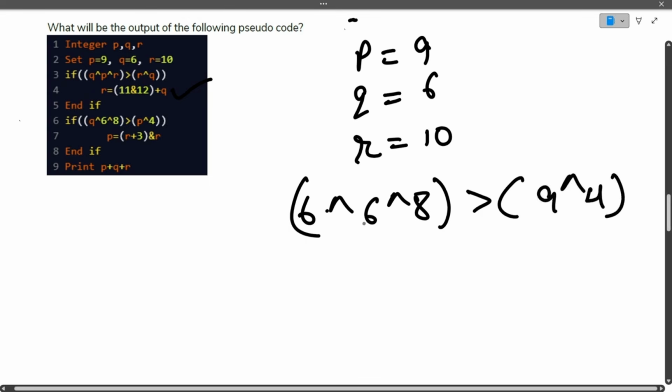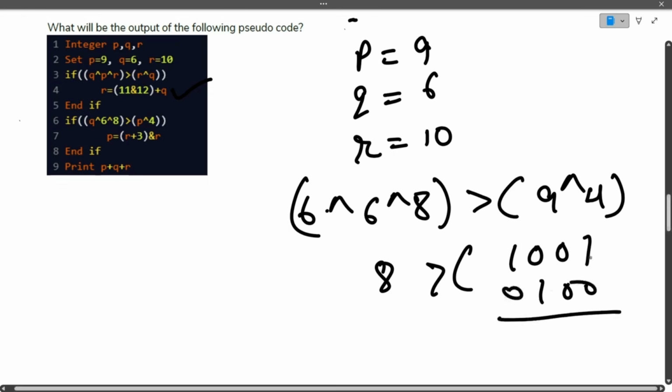So 6 XOR 6 we all know it is 0. So 0 XOR 8. 0 XOR 8 will give us 8. So 8 is greater than 9 XOR 4. So 9 XOR 4, let's just calculate quickly. So what does 9 represent? 1001. 4 represents 1000. Okay, this is the XOR, this is 1, this is 0.